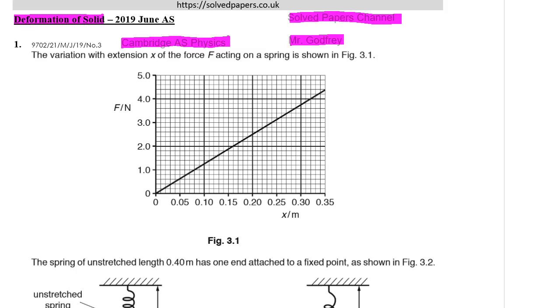That is how we get started. You'll always be getting this from me. I've arranged these questions topic-wise, and I always give you the paper from which the question was set. This question was set on paper 2-1 of May-June 2019, and this was question number 3. Of course, 9702 is the code for physics in AS.